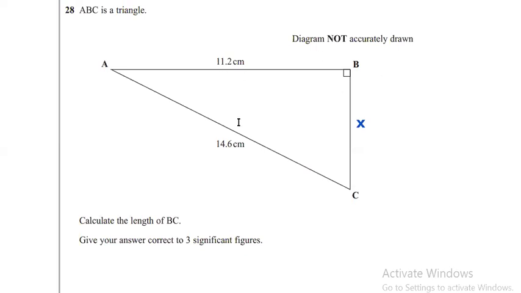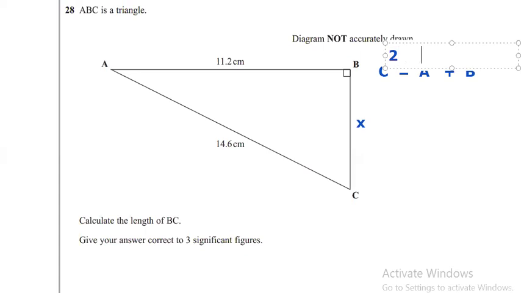Now, because we have three lines, one of them is missing, and this is a right angle triangle, it means we can use Pythagoras theorem or Pythagorean theorem. Pythagoras theorem says that if you have three lines, one of them is missing, you can use this formula, which is c squared equals a squared plus b squared. Now, let me write it like this so we can use it.